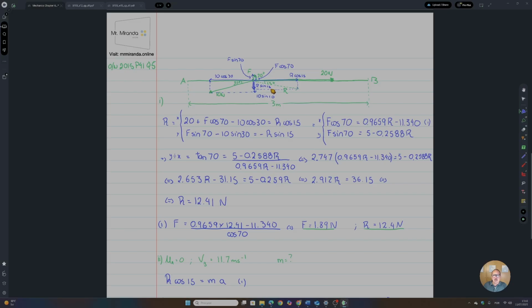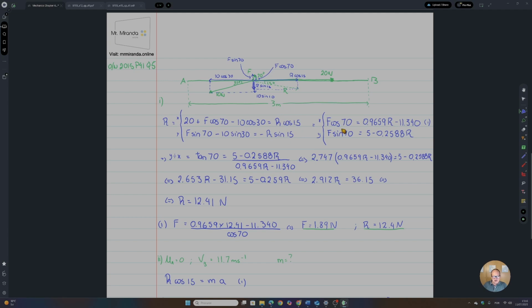minus 10 sine of 30 equals minus R sine of 15. Pay attention to the fact that if you would pick down to be positive, then this one will be the negative. It will be the same. You just have to be consistent from the beginning till the end. So I decided up was positive, down was negative. I'm keeping that, and the result should be the same. So now the physics is done, the mechanics is done. It's just calculations from now on.